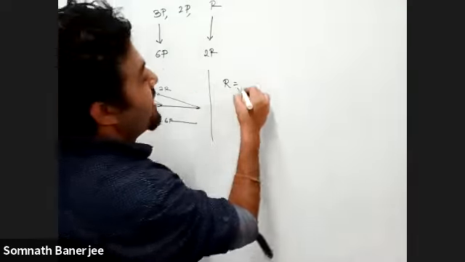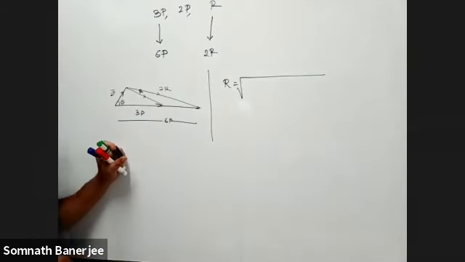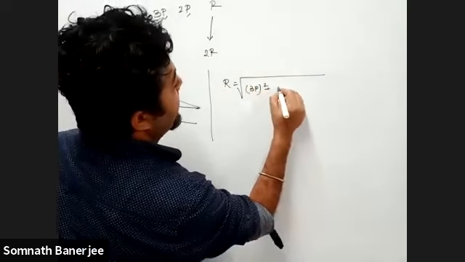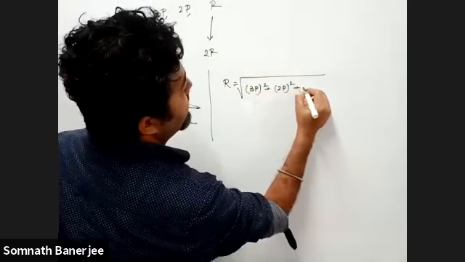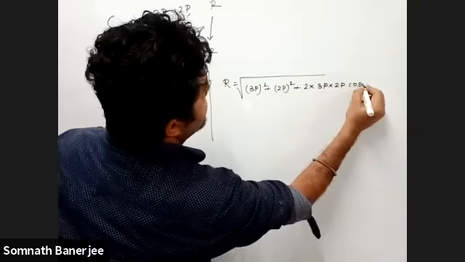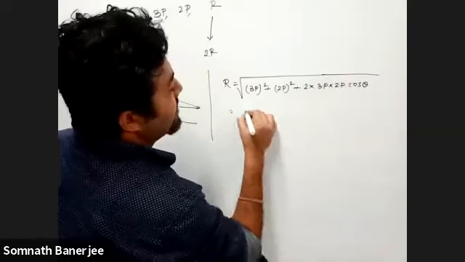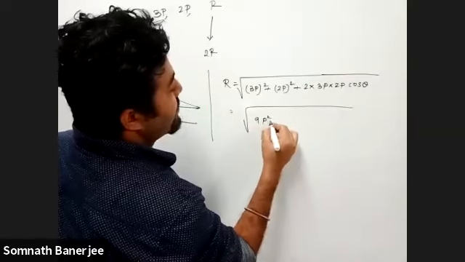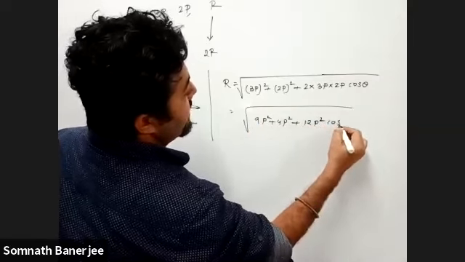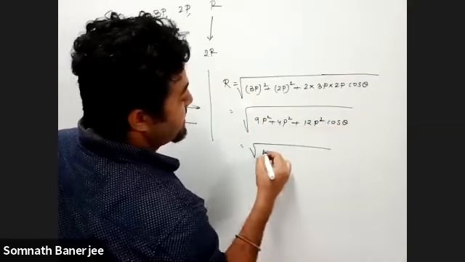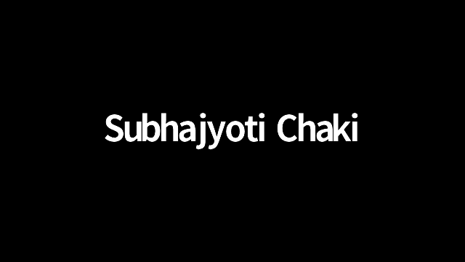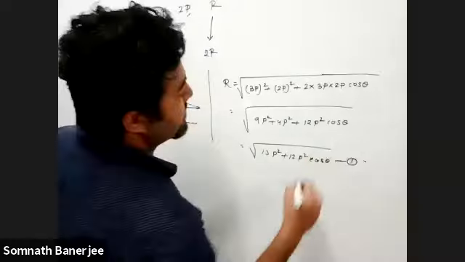So what is the formula? R square equals A square plus B square plus 2AB cos theta. So what can we write? 3P square plus 2P square plus 2 into 3P into 2P cos theta. So what is the value? 9P square plus 4P square plus 12P square cos theta, that is 13P square plus 12P square cos theta. Let it be equation number 1.